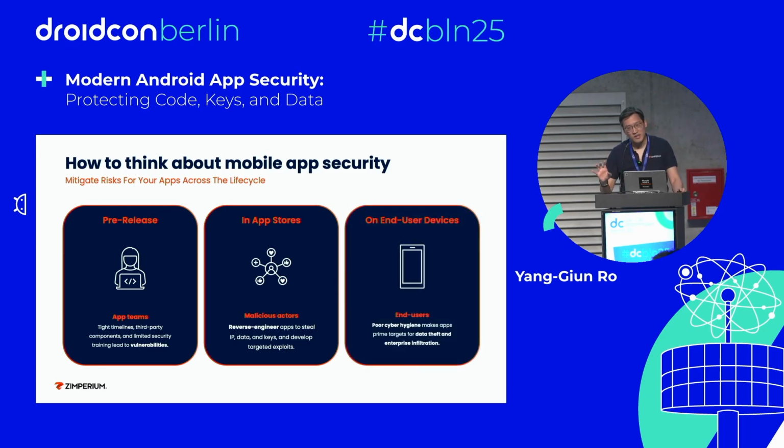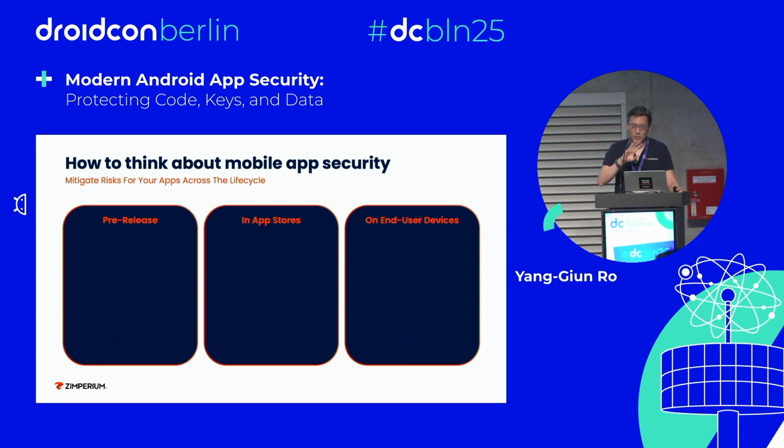And then the third stage would be during runtime, right? If you install your application and it gets executed on a rooted device or on an emulator, it might also be prone to attacks or to other vulnerabilities. So if you keep this mind map in mind, this is how I want to guide you through how to think about security in terms of mobile apps.